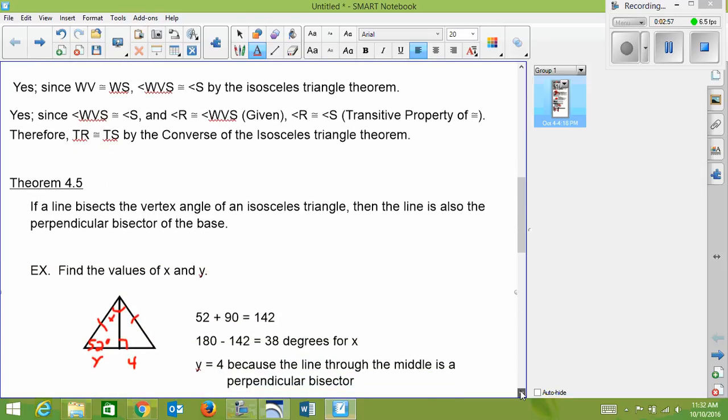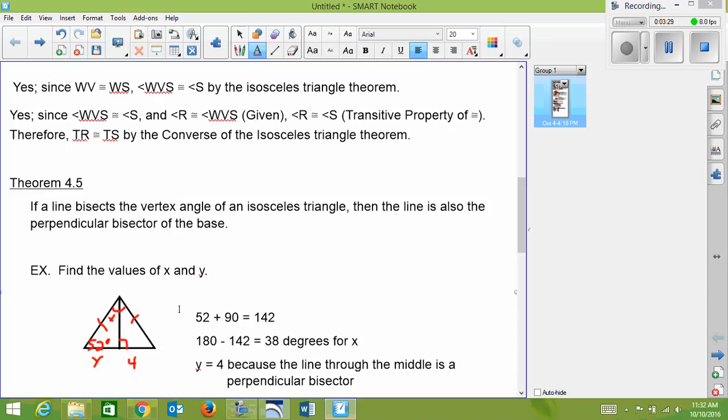Theorem 4-5, if a line bisects the vertex angle of an isosceles triangle, then the line is also the perpendicular bisector of the base. So right here is an isosceles triangle, and then I have an angle bisector right here. This is the vertex angle because these two sides are marked as congruent, and the vertex angle is the angle connecting those two congruent sides, so it would be this angle. And if I have something bisecting it right there, you have equal angles there and there.